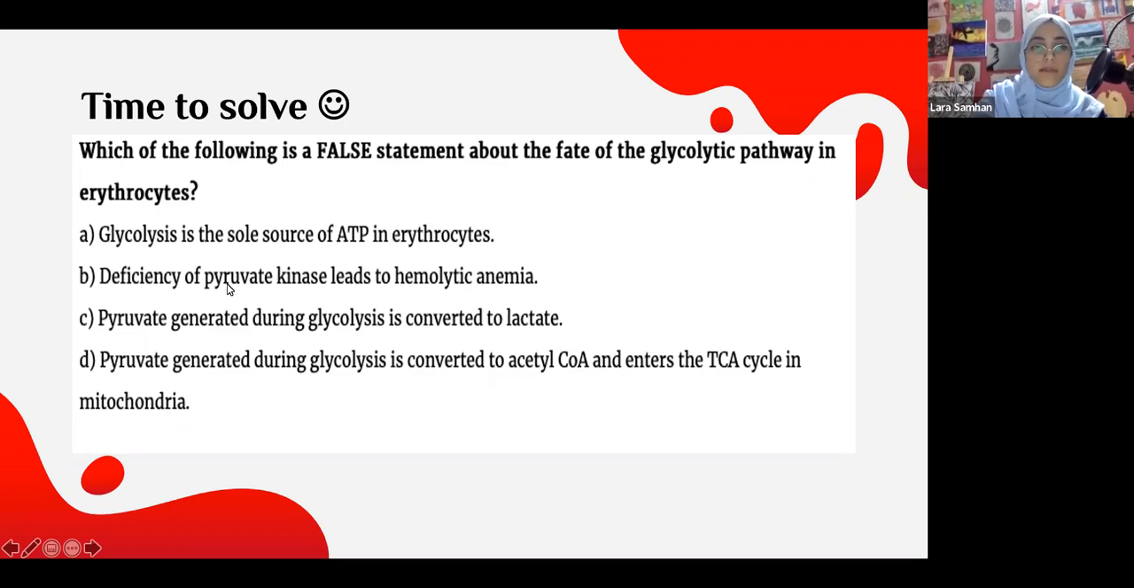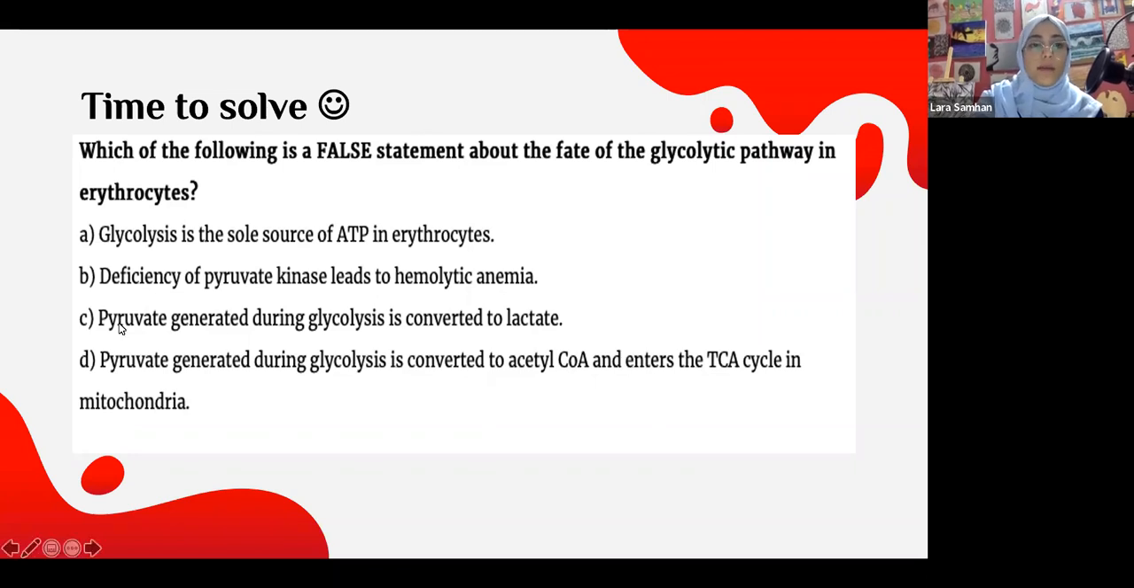B, deficiency of pyruvate kinase leads to hemolytic anemia. We know that the most common enzyme that gets deficient is pyruvate kinase. So is this correct? Yes, it's correct. If we have a deficiency in pyruvate kinase, it will cause abnormal shape and function of the RBC, which can cause hemolysis. So this statement is correct. Do we all agree till now?